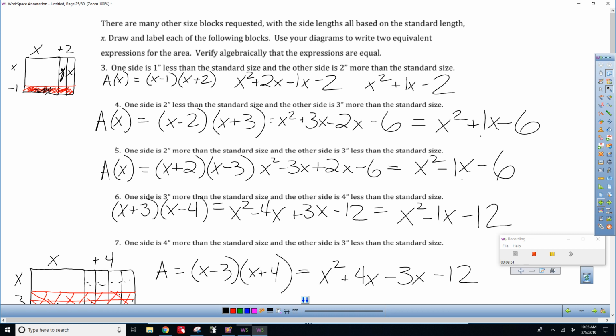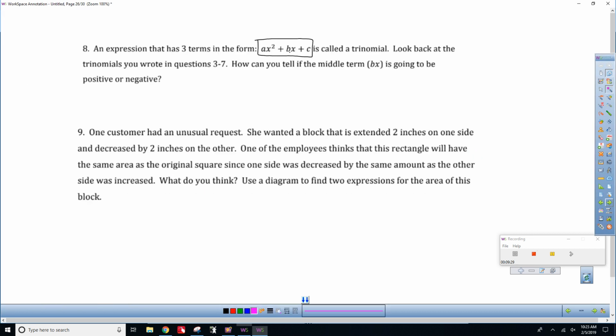I got it. If the number that's being added is bigger than the number that's being subtracted, then the number in the middle will be positive. If the number that's being subtracted is a greater value than the number that's being added, then the number in the middle is going to be negative. Okay, so that's what they're looking for there.